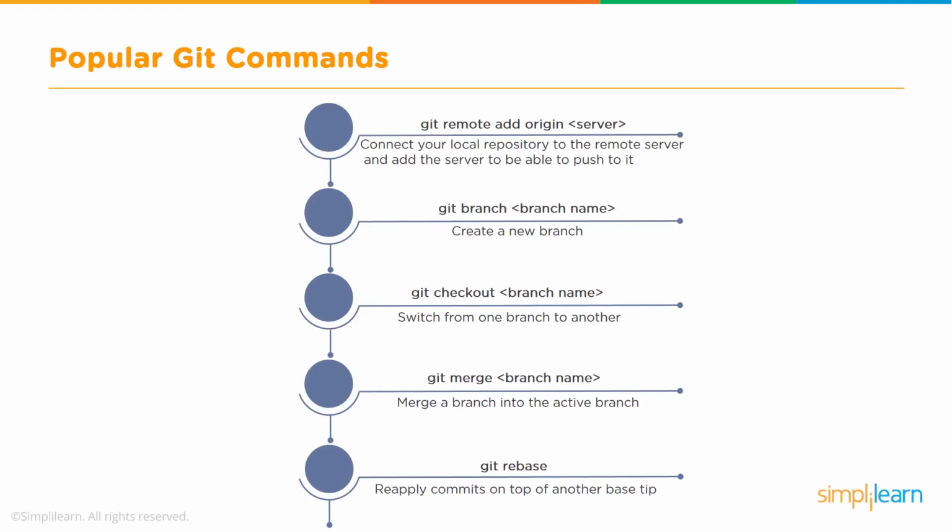Git remote add origin server connects the local repository to the remote server and adds the server to be able to push to it. Git branch and then the branch name will create a new branch for a new feature that you may be working on. Git checkout and then the branch name will allow you to switch from one branch to another. Git merge branch name will merge a branch into the active branch. So if you're working on a new feature, you can then merge that into the main branch.